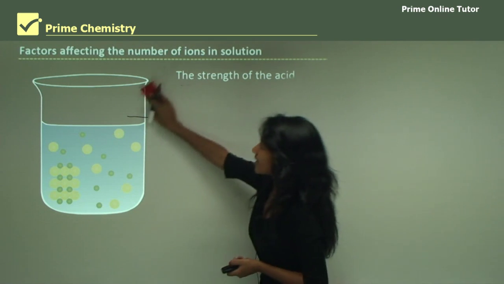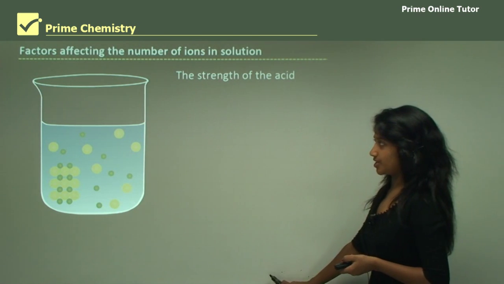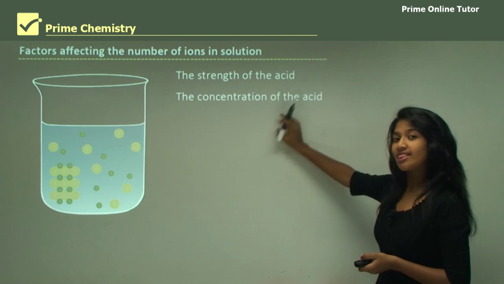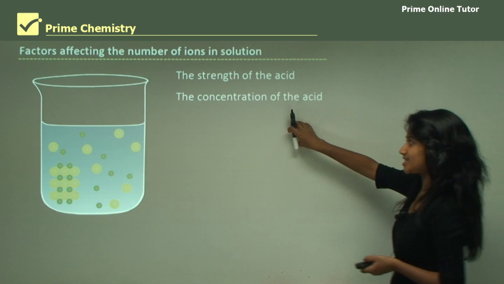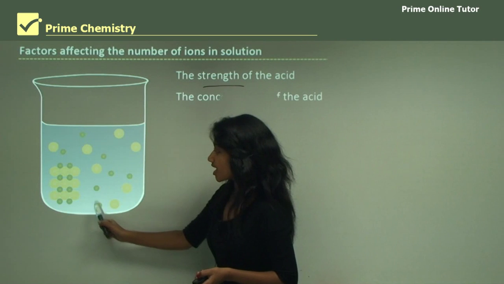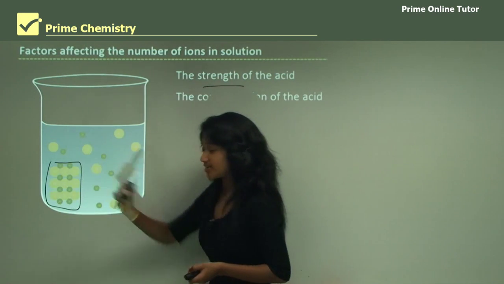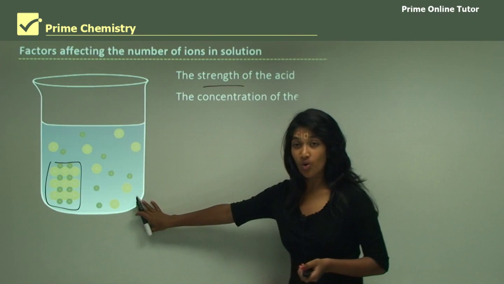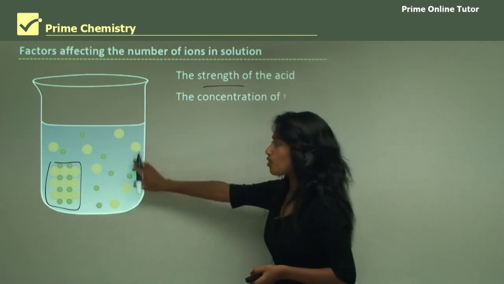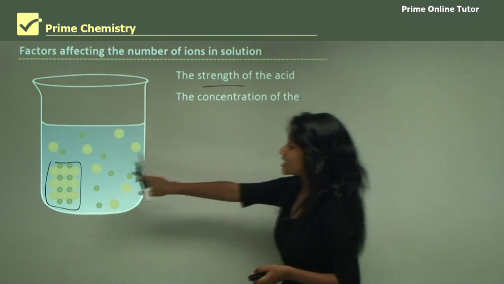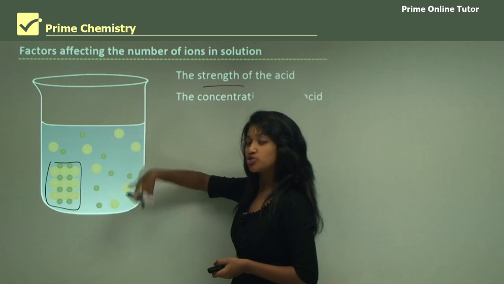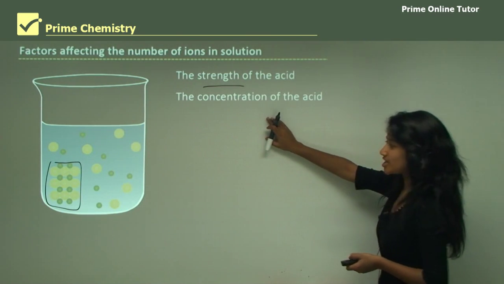Now the factors affecting the number of ions in solution are the strength of the acid and the concentration of the acid. And this is what we'll be mainly focusing on in our lesson. The strength is how well it ionizes. As you can see here, this part is not ionizing very well. However, this part has all ionized because they're all separate. From this lattice, it has all separated, meaning that this is not a very strong acid, while this part shows a stronger acid.